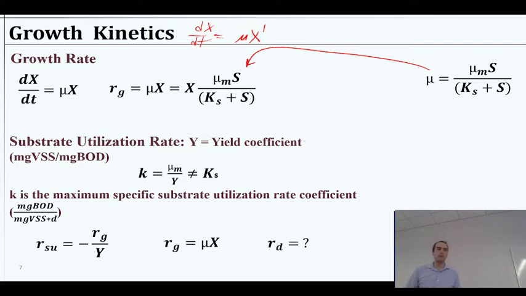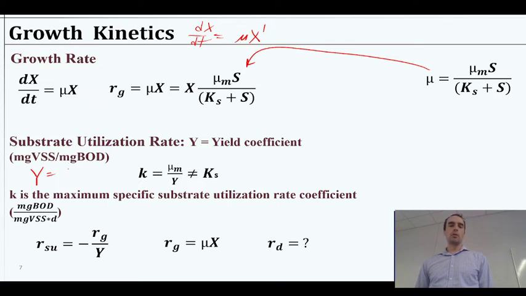Okay, so then we have this other k here, and actually I probably should go ahead and write this yield coefficient first. So yield coefficient is related to a new k, which is the maximum specific substrate utilization rate. So the maximum amount of food that the bacteria can eat when they're growing as fast as they can grow. So those three terms are related, right?